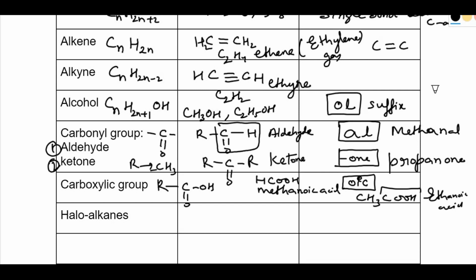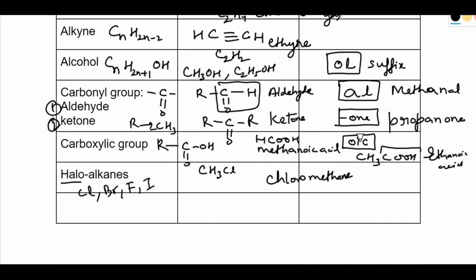Coming to haloalkanes. What are halogens? Chloro, bromo, fluoro, iodo. These are halogens. How do they look? Like CH3Cl. It is called chloromethane, or bromomethane, or fluoromethane, iodomethane, like that. You can name them.